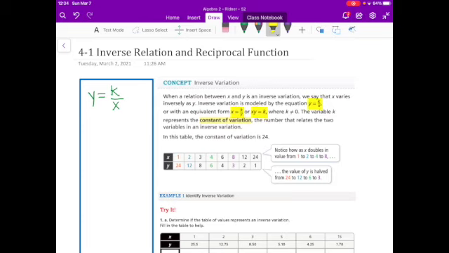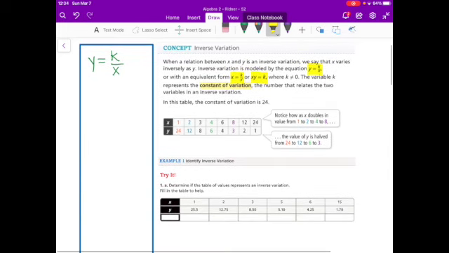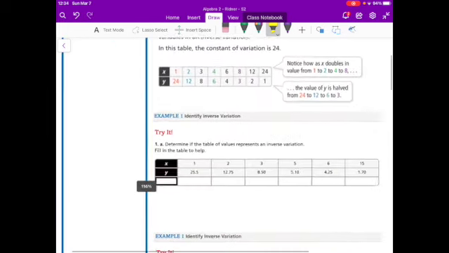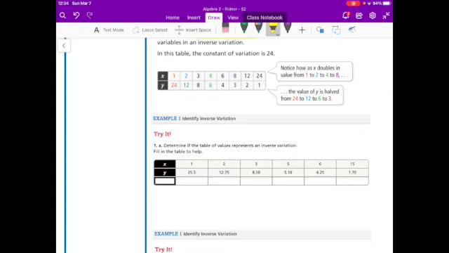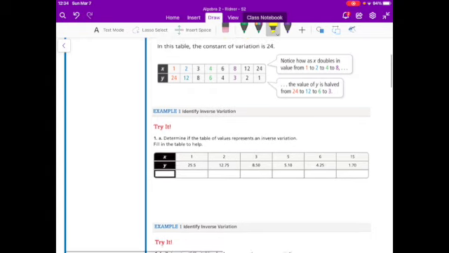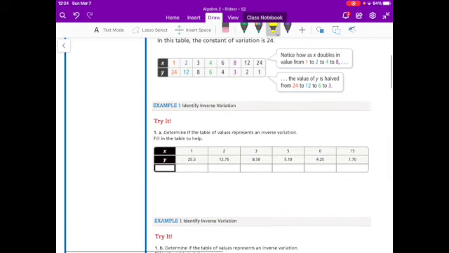This is just switching it all up, like how do I get k by itself, how do I get x by itself, and those would be your answers. So looking at the first example here, it says determine if the table of values represents an inverse variation, and then fill in the table to help.